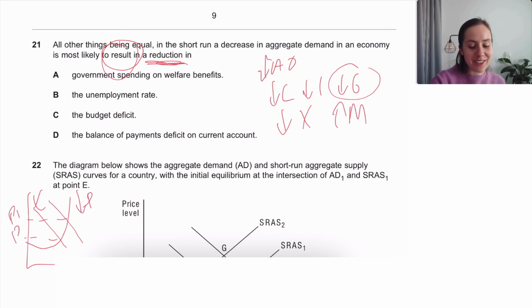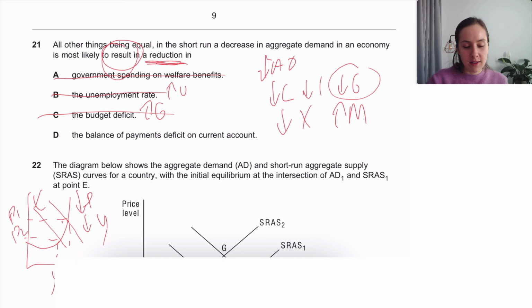I like that question. That one nearly caught me out. Y1 to Y2. I am expecting less output, so therefore there'll be more unemployment, not a reduction. There'll be more government spending on benefits because there's more unemployment, so there'll be a greater budget deficit.